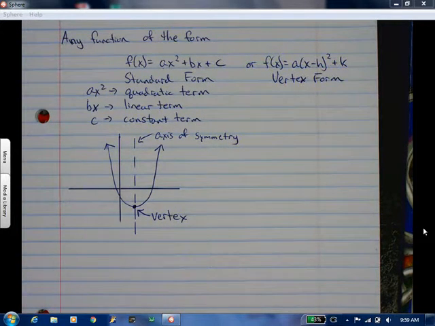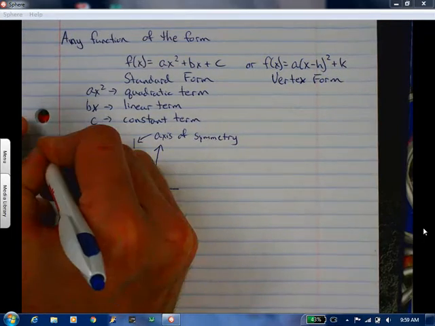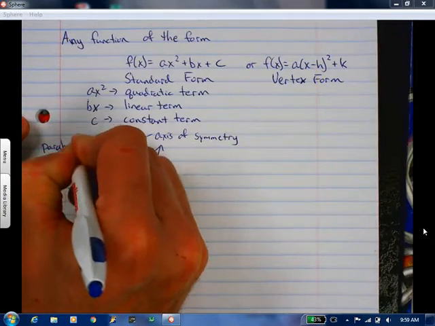The graph is called a parabola. Let's write that down in case you didn't remember that. So the graph itself is a parabola.